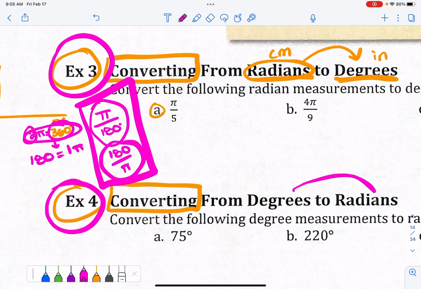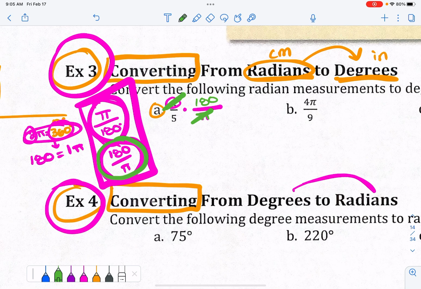Here I have a pi on the top, and this is a radian. So when I am converting, I want to use the one that will cancel with pi. I want to make sure the pi is on the bottom. So I'm going to use this bottom one here, 180 over pi, so that this pi will cancel with this one. Then all I have to do is take 180 divided by 5, and I get my degree measure, which I think is like 36 degrees. Let me see. Yeah, 36 degrees is what it comes out to be, okay?